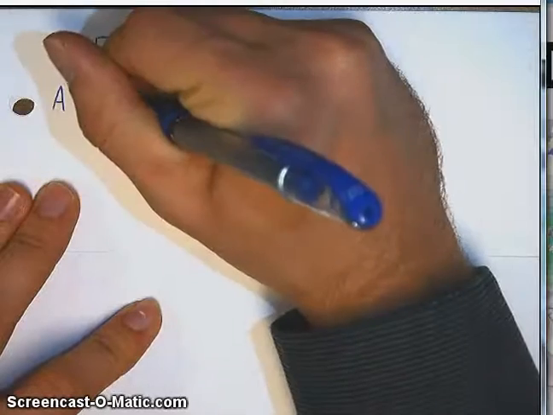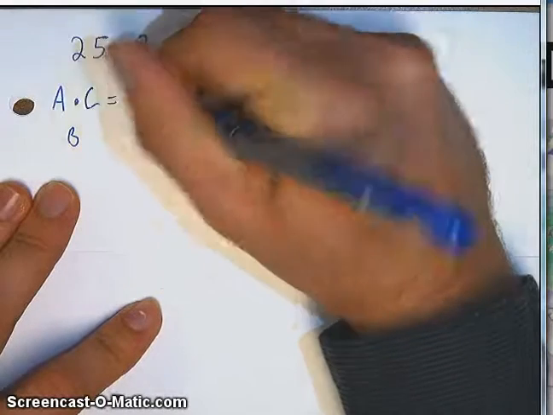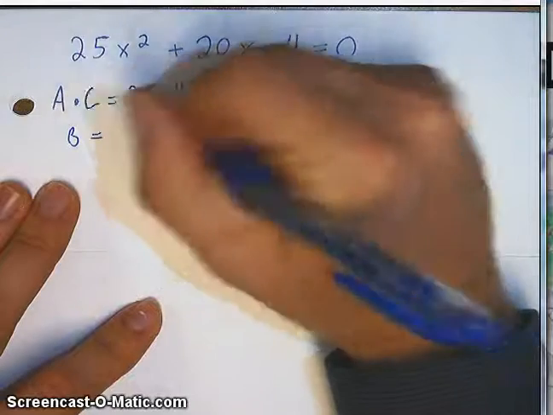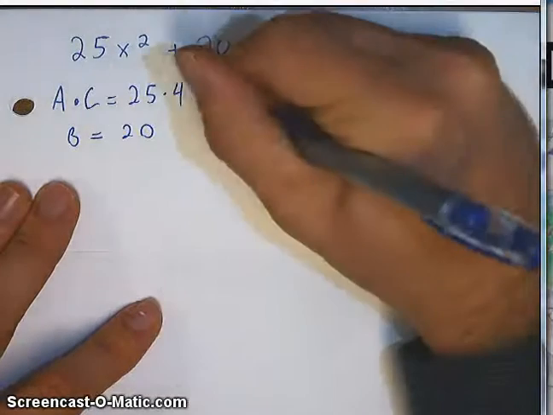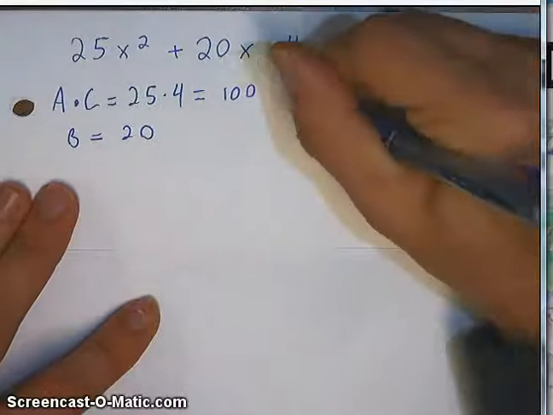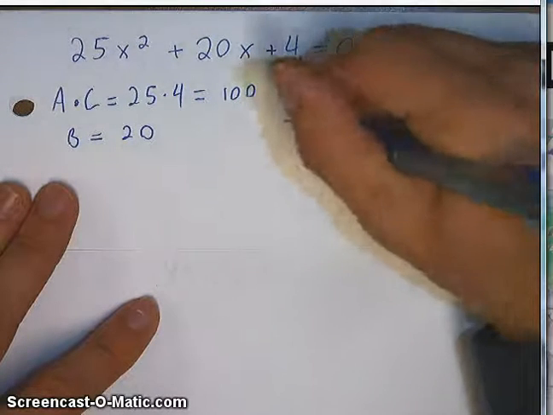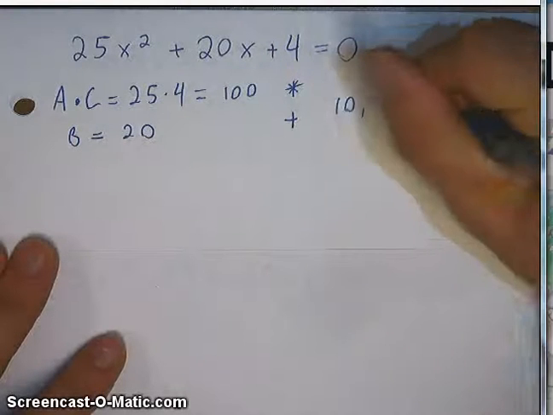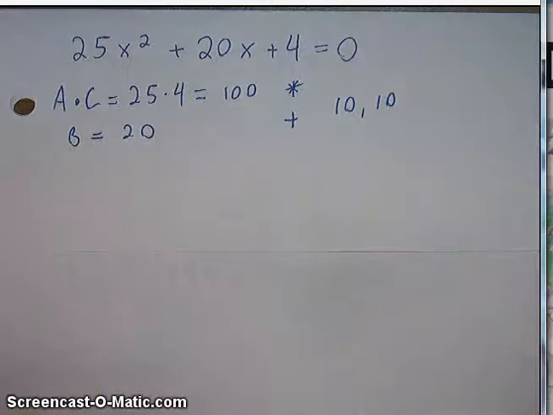A times c and b. In this case, it's going to be 25 times 4 and 20 for b. Well, 25 times 4 is 100. So we want two numbers that multiply to 100 but also add to 20. And the ones that are popping in my head are 10 and 10. Like that.